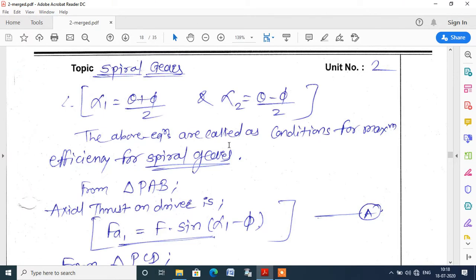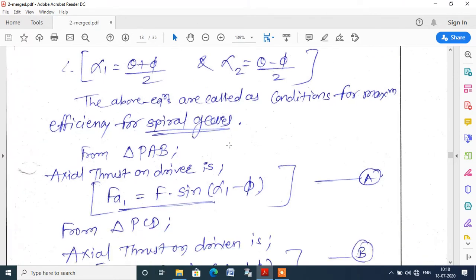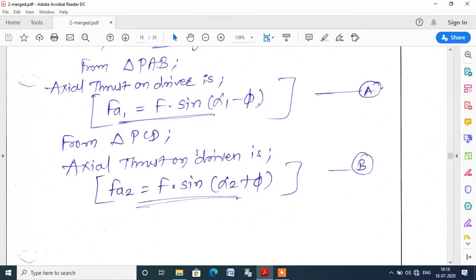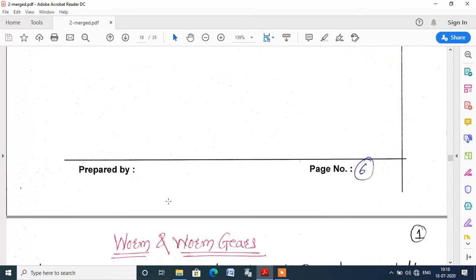Now here I have shown in this slide the forces. For the condition for maximum efficiency, we know alpha 1 equal to (theta plus phi) by 2 and alpha 2 equal to (theta minus phi) by 2. If you consider triangle PAB, the axial thrust on the driver, that is axial force, is given by F into sine of (alpha 1 minus phi). And if we consider triangle PCD, the axial force or axial thrust on the driven gear is F2 equal to F into sine of (alpha 2 plus phi).